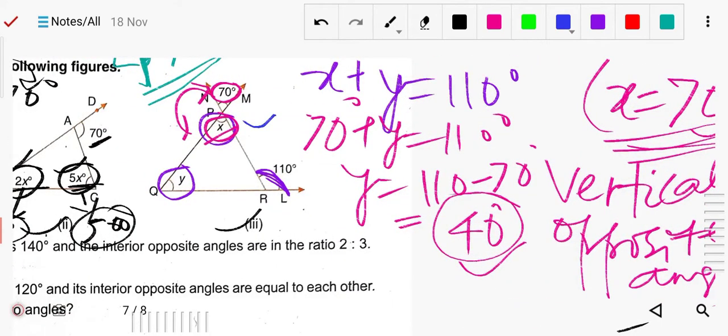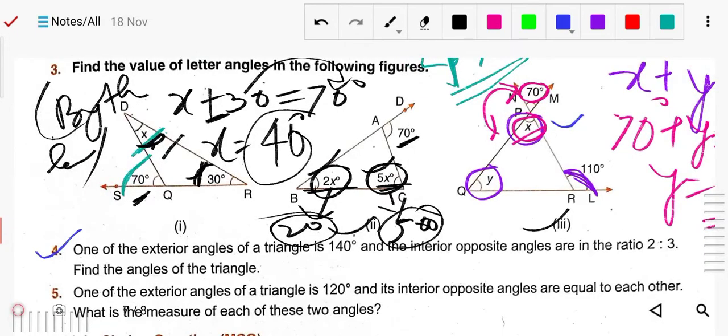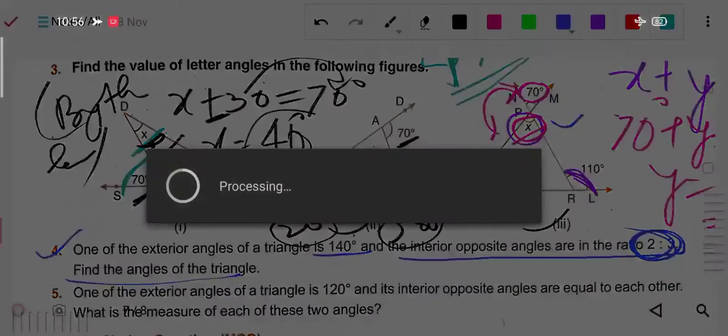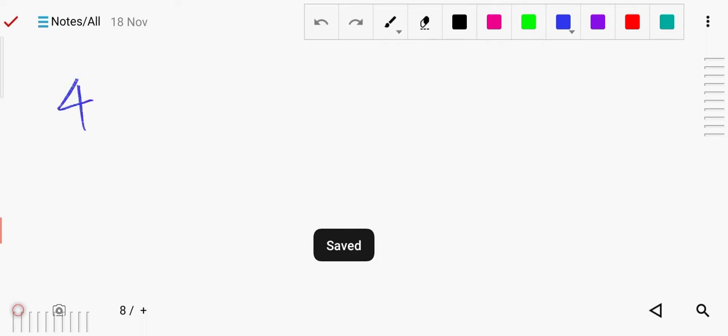Okay. Now next, question number 4. One of the exterior angles of a triangle is 140 degree. The interior opposite angles are in the ratio of 2:3. Find the angles. Okay, so this question number 4 is about like this.